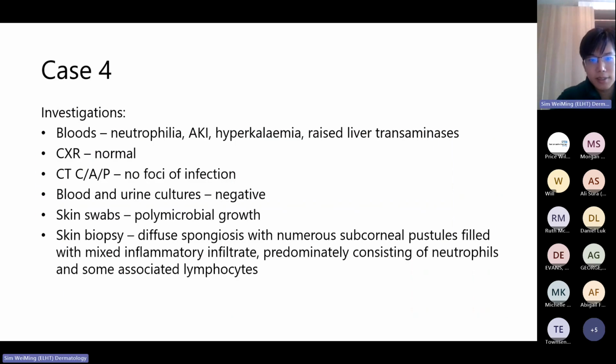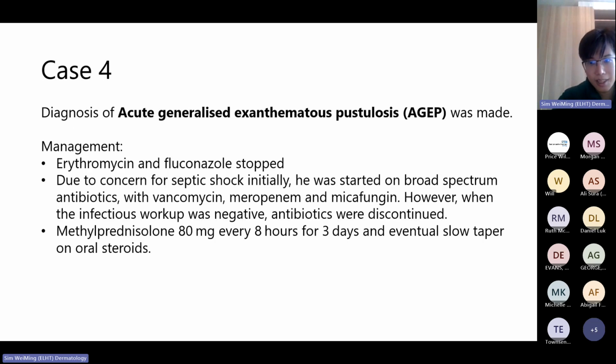Then when you did investigations, you found blood eosinophilia. There was an AKI with hyperkalemia, but in the context of the AKI, and there were raised liver transaminases as well, but also in the context of sepsis and AKI. Chest X-ray was fine, CT was fine, cultures were fine, skin swabs were fine, and the skin biopsy actually gave the diagnosis. You saw diffuse spongiosis, which just means inflammation and edema in the skin, but you found numerous subcorneal pustules, and that leads us to the diagnosis of AGEP, or acute generalized exanthematous pustulosis.